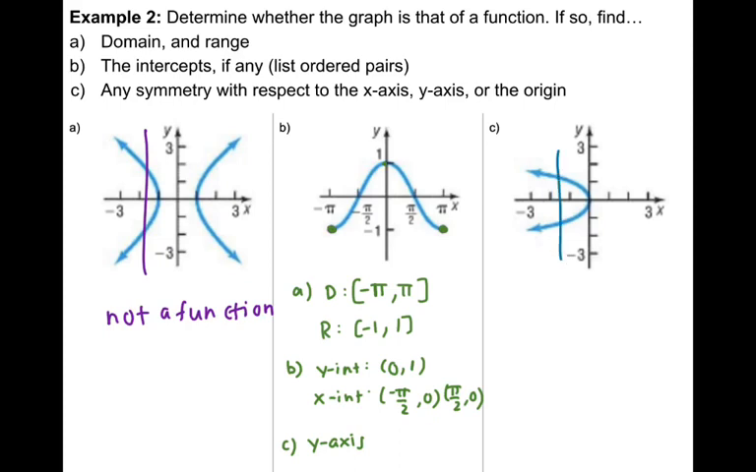Last example like this, see, that's kind of nice again. It doesn't pass the vertical line test, so this is not a function, and we don't have to do anything else for that problem.